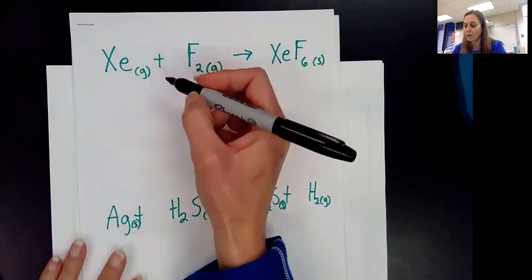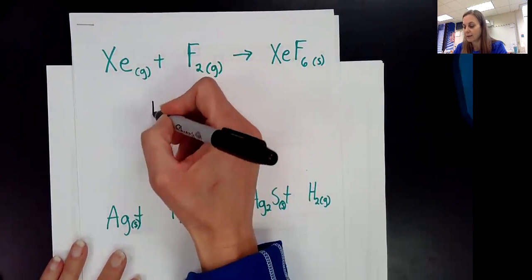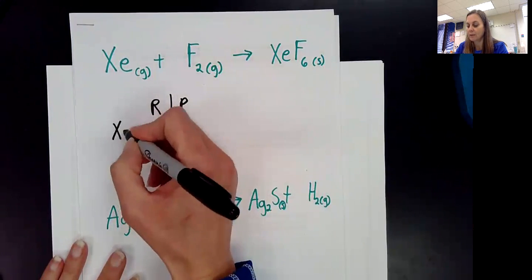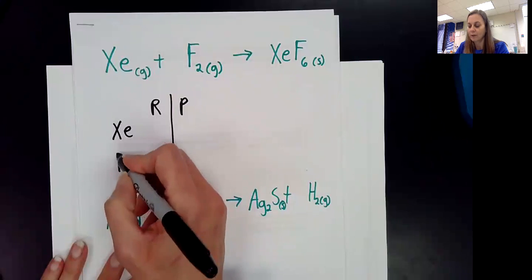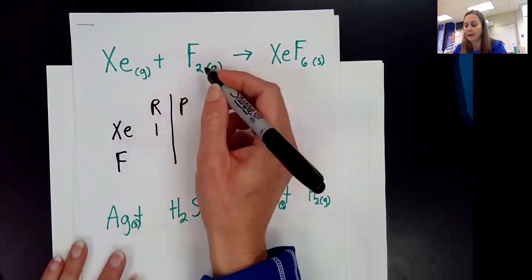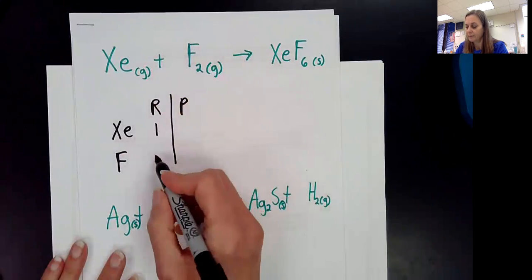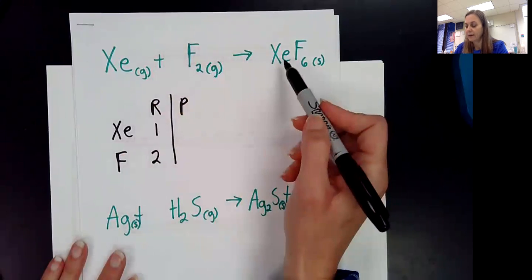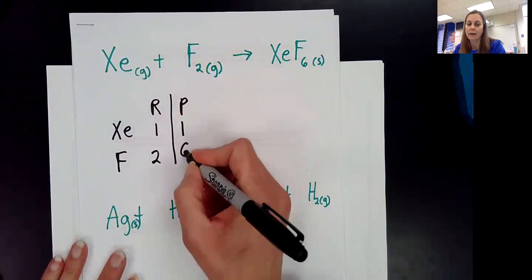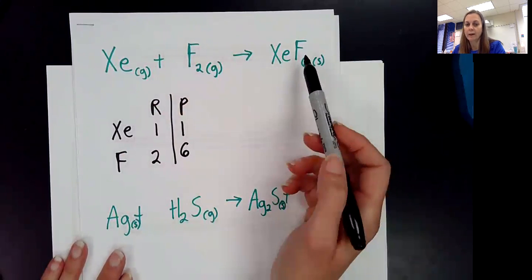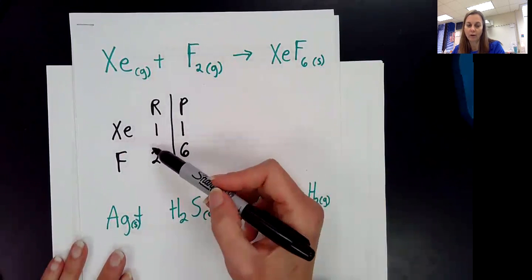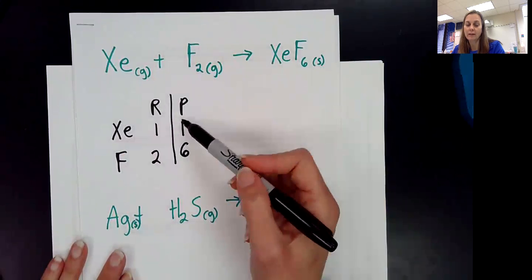And so we're going to make our T-chart. So on our reactant side and our product side, we only have two elements, xenon and fluorine. So on the reactant side, I have one xenon and I have two fluorine. On the product side, I have one xenon, but I have 6 fluorine. And so I need to figure out what I can multiply my compounds by in order to make the number of atoms of each element on each side be the same.